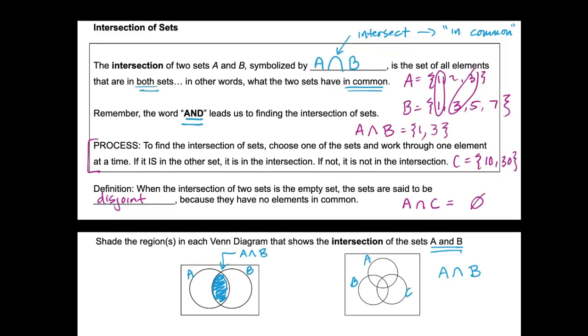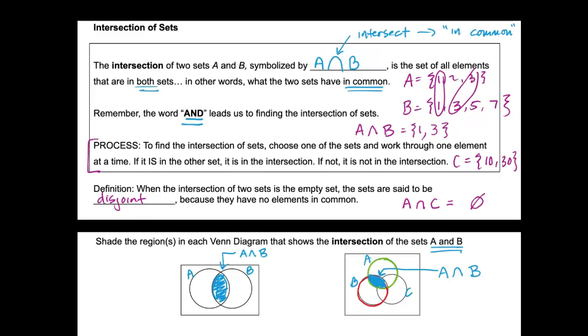Sometimes it's helpful to even use different colors in this situation since we have that other circle C. So I'm going to use 2 different colors to outline where A is and where B is, because those are the important sets to look at. I don't even really care about C at this point. Then I just look at where they overlap, and they overlap right here in the middle. So this would be the region to represent A intersect B.